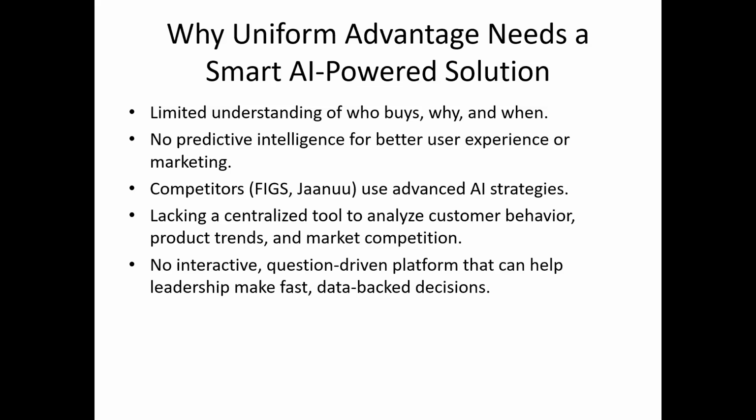So why does Uniform Advantage need a smart AI-powered solution? We have a limited understanding of who buys, why, and when, because they are still a little backward in all this technological stuff. I don't know why, but they have not yet started using the new technologies in UA brands. And there is no predictive intelligence for better user experience or marketing. We do not have any kind of application that gives us a better understanding of what experiences the users are having in the market. So that's my main motive, creating this AI-powered solution. Then again, we have the competitors, like Fix and Janu, also Cherokee, that I have not written in here.